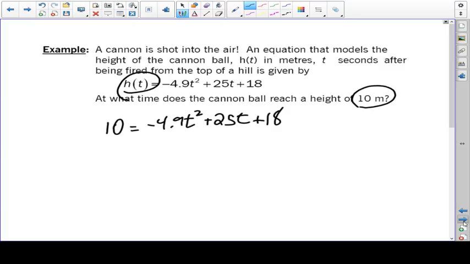So what we need to do then is bring 10 over to the right side to have everything on one side and 0 on the other. So I'm going to bring 10 over to the right. So negative 4.9t squared plus 25t plus 8. Because when 10 comes over, it becomes negative. 18 minus 10 is 8. And now we have a quadratic equation. With that quadratic equation, we can use the quadratic formula. And this is another example of a question that we wouldn't factor. We have that negative 4.9, that decimal, as a coefficient on the squared term, which would make this really quite nasty.